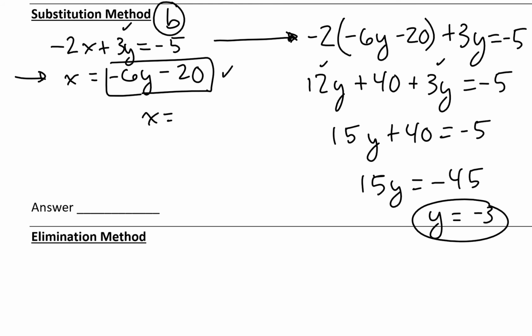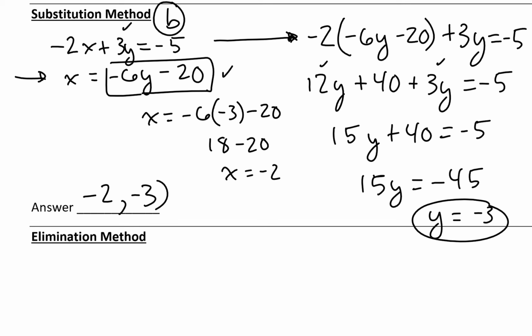So x should be, it is rather, negative 6 times this value of negative 3 and then minus the number 20. So this looks like positive 18 minus 20, which looks like negative 2. So x is negative 2. So as an ordered pair, we've got the negative 2 and we've got the negative 3.